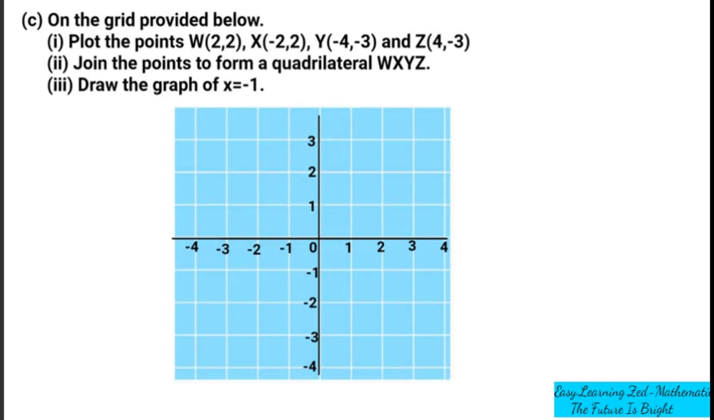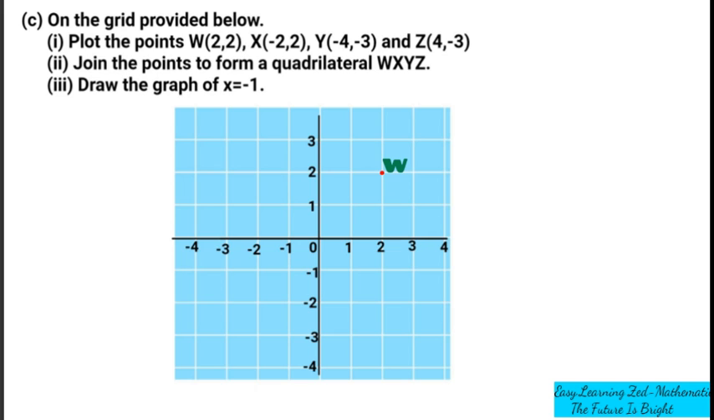Question 8C was as follows. On the grid provided below, 1. Plot the points W, which has coordinates 2, 2, X, which is negative 2, 2, Y, negative 4, negative 3, and Z, which has coordinates 4, negative 3. So we first focus on the first question. We want to plot these points. The first one is W, which has coordinates 2, 2. So we plot the point 2, 2, which is supposed to be here where I've put the red dot, and we name it W.